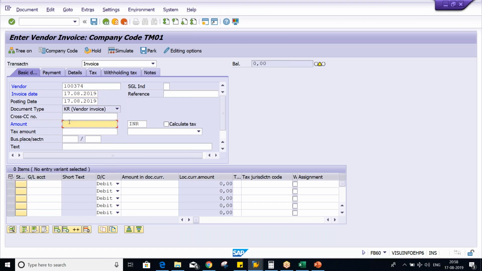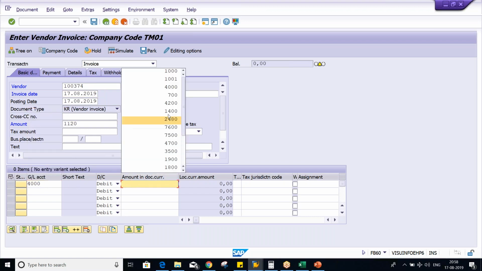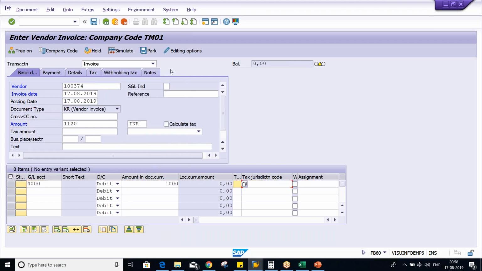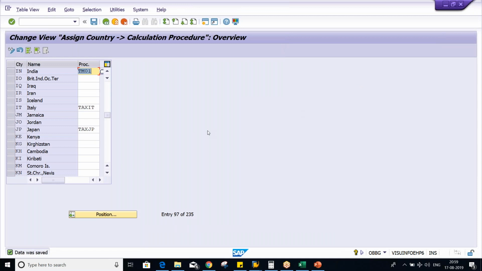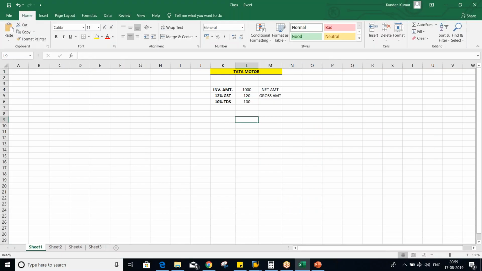It will be on gross amount, right? So now, let's suppose, the tax calculation will happen on which amount, guys? The tax calculation will happen on both. Gross amount means 1000 plus 120. So here the 10% TDS means 112. This much TDS is supposed to be deducted, right?